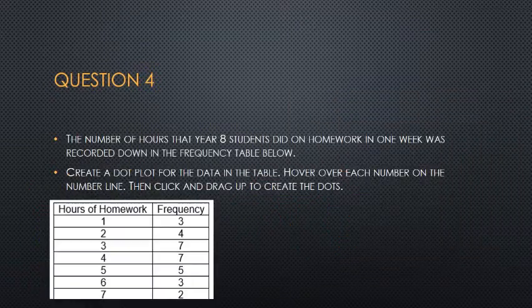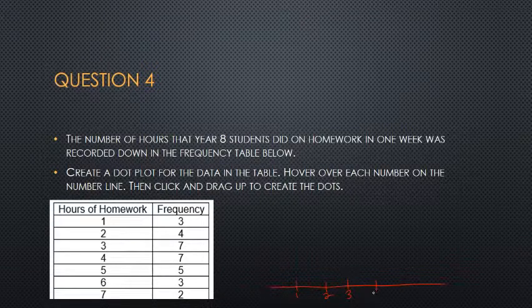All right, so we're going to go ahead and move on to question number 4. Here it says the number of hours that year 8 students did on homework in 1 week was recorded in the frequency table below. So create a dot plot for the data in the table. In the OHS, they're already going to have a dot plot graph for you, and it's going to be labeled with the hours of homework: 1, 2, 3, 5, 6, and 7.